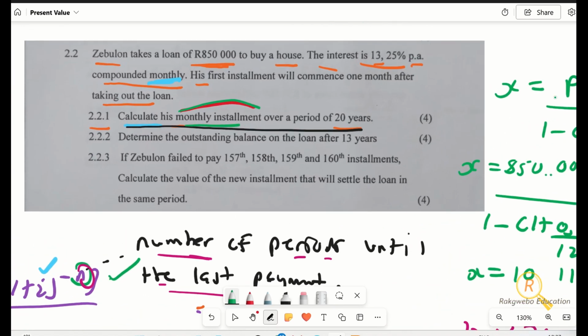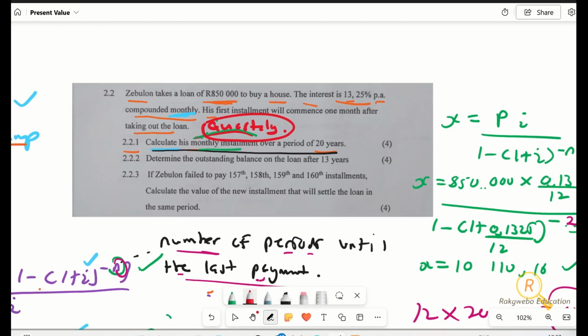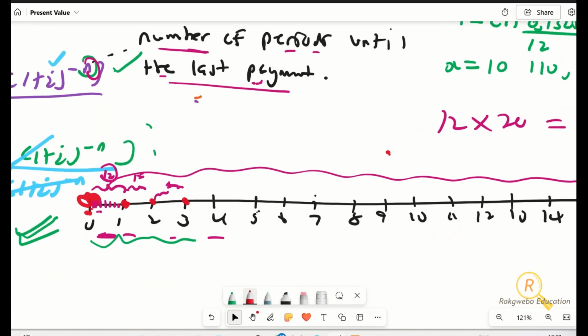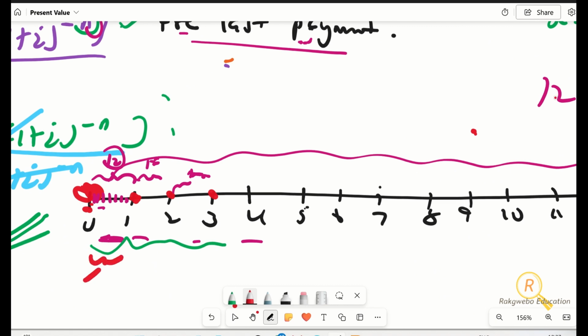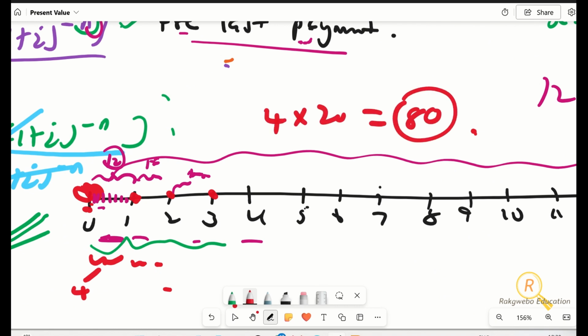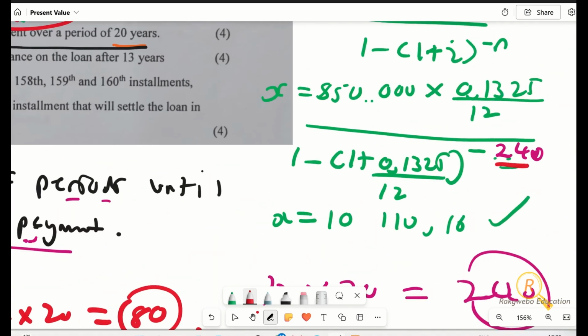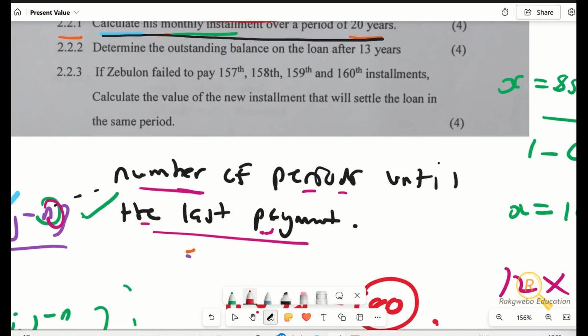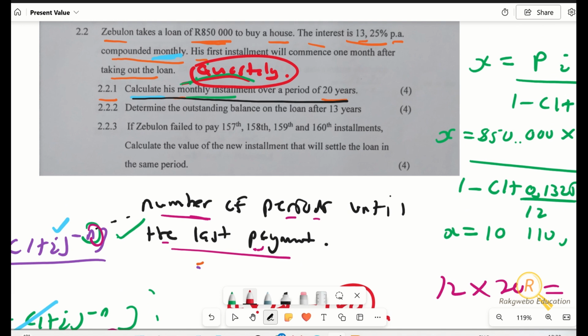If this person was making quarterly installments, then the number of periods until the last payment will be different. So we know that in one year, we have how many quarters? We've got 4 quarters. So 4 quarters for 20 years would be 80, right? So therefore, your N would be 80 if this question is in the context of quarterly payments. So very, very important to understand this whole concept about the N, okay? Number of periods until the last payment.